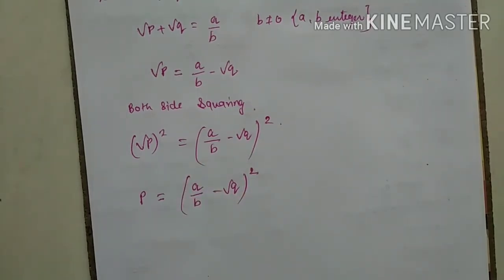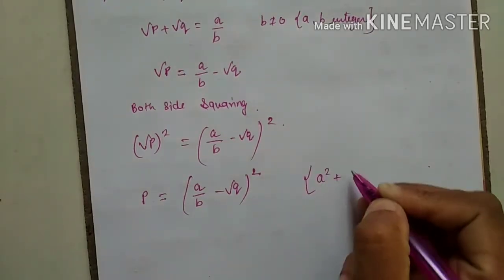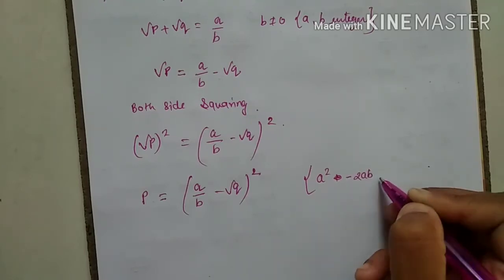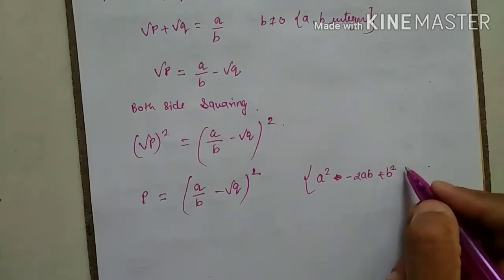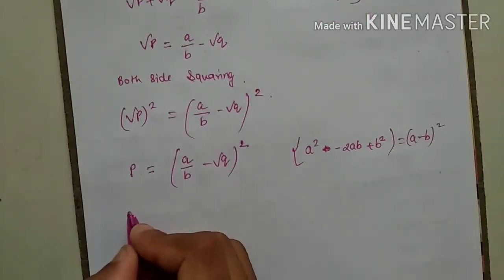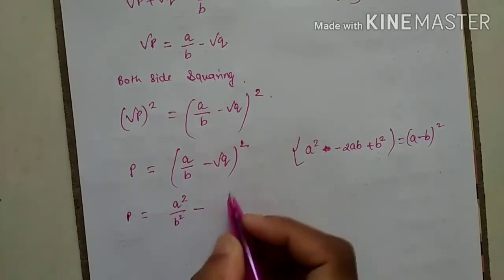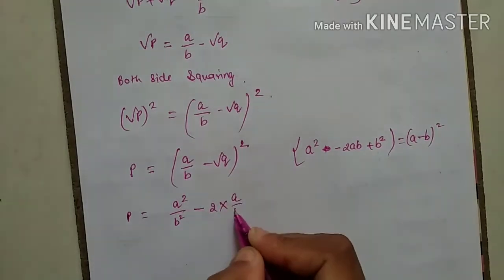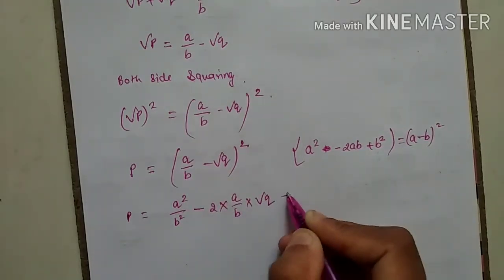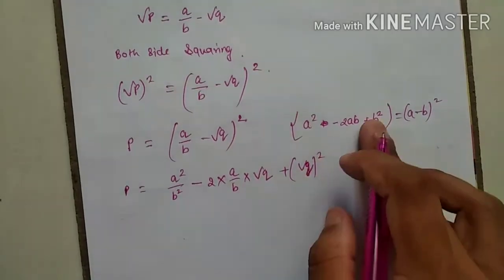Correct. And there is one identity we have. What is the identity? A square minus 2ab plus b square is equal to a minus b whole square. Correct or not? See here. So just use it. A square, it means a by b square, minus 2 into a by b into root q plus root q square. This is the identity I have used.